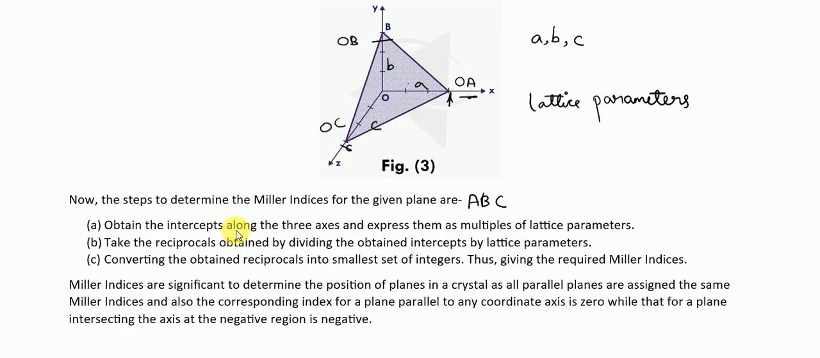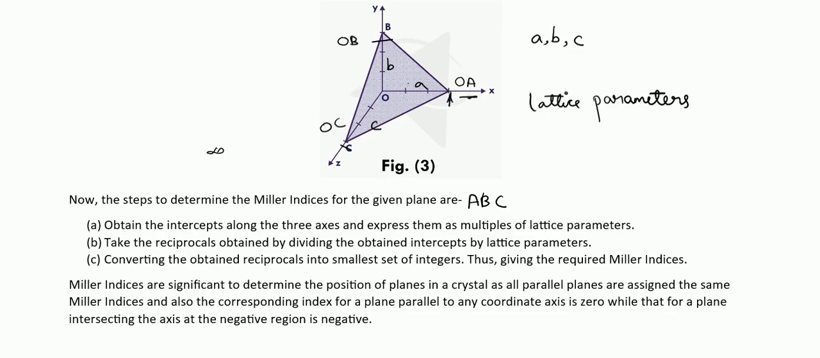Our first task is to determine where our plane ABC cuts across each axis. So from this diagram we can see that we will express these intercepts as multiples of our lattice parameters, which are a, b and c: a along the x-axis, b along the y-axis and c along the z-axis. So if the plane runs parallel to one of these axes, say the z-axis, what would be its intercept? Well, the intercept would be infinity, because it never crosses the axis.